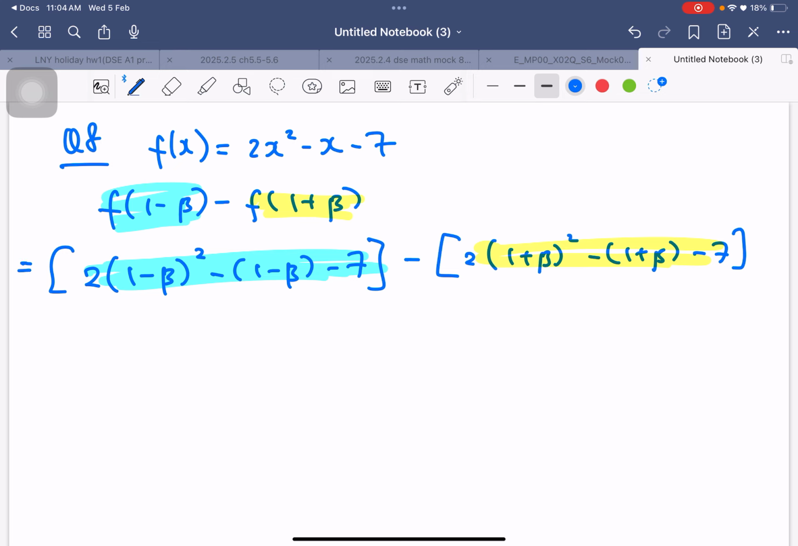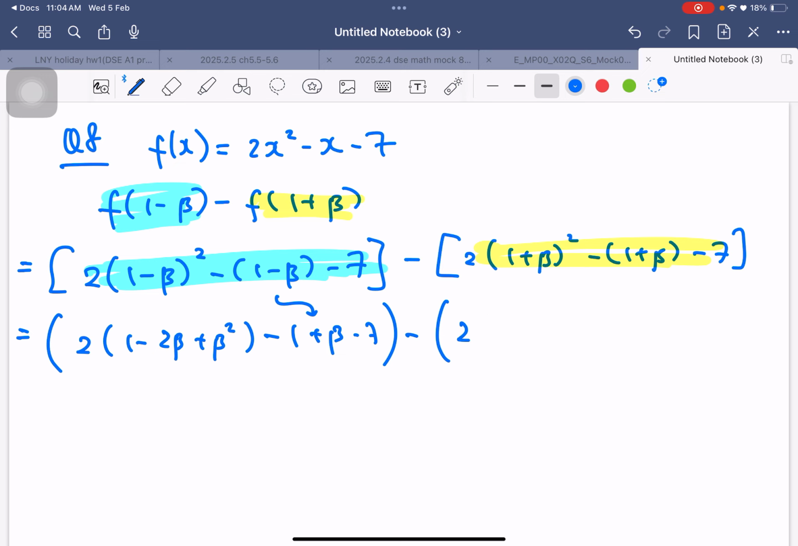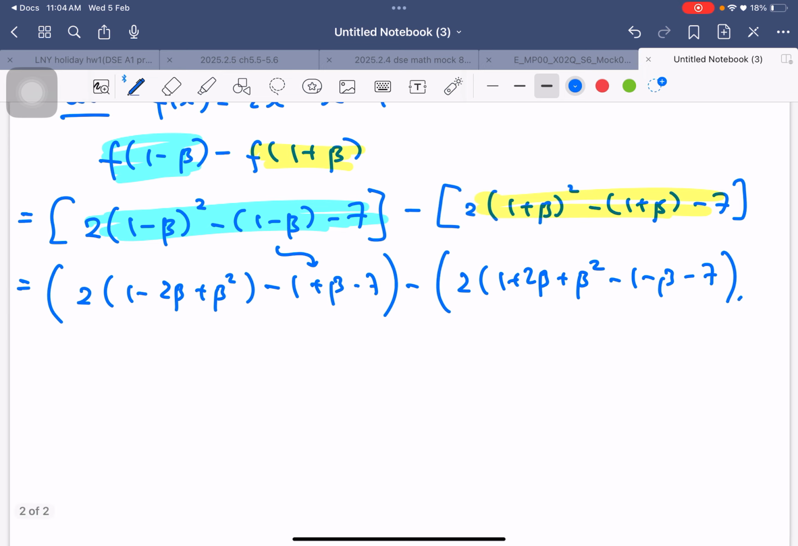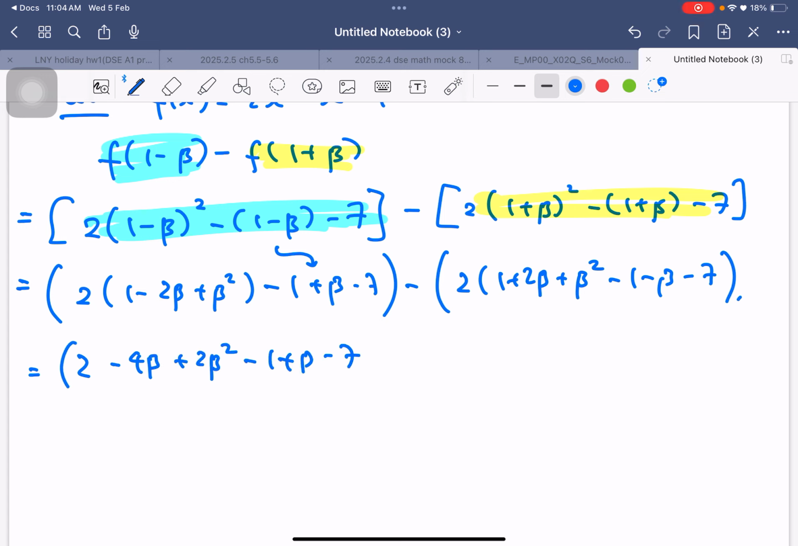Is this okay? Then expand the bracket, so we have 2 times (1 − 2β + β²) − 1 and then plus β, isn't it? Why is this a plus? Because the outside is negative, so you need to change the sign. And then we minus the same thing, 2 times (1 + 2β + β²) − 1 − β − 7. Is this okay? Then you simplify the whole thing. We have 2 − 4β + 2β² − 1 + β − 7. Then minus 2 + 4β + 2β² − 1 − β − 7.